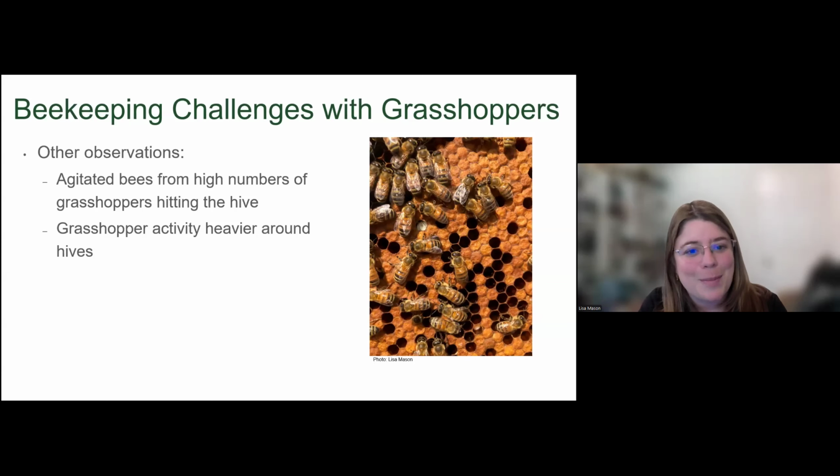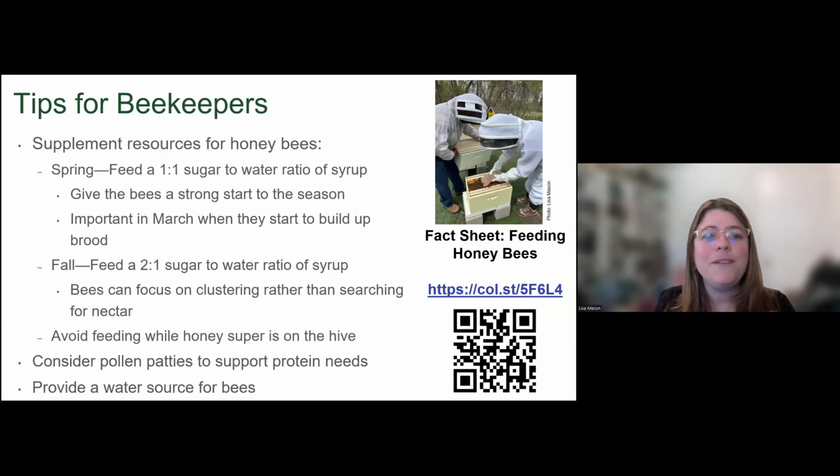And another interesting observation was in some grasshopper counts, activity of grasshoppers was actually heavier around the hive. We're not really sure why that is, but interesting to note. And so if you're a beekeeper, whether you're in a rural area or the Colorado Front Range, here's some tips to keep in mind. Supplementing the feed for your bees is going to be so important.